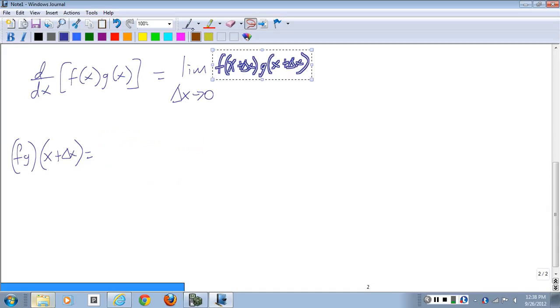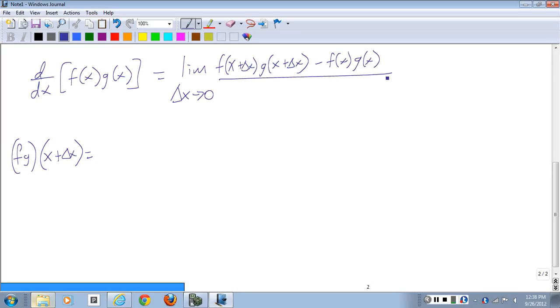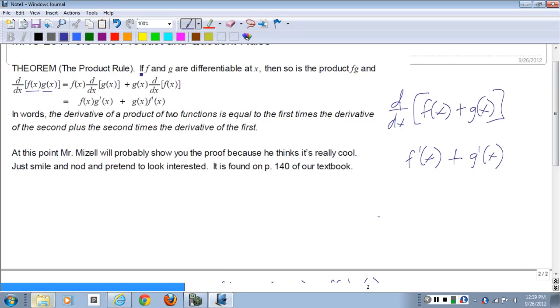So it's the limit as delta x approaches 0 of f of x plus delta x times g of x plus delta x minus f of x times g of x, over delta x. Somehow we have to go to what we know. We know something about what's given. What's given is that f and g are both differentiable at x. So somehow we want to write this in terms of the difference quotient, where one would find the derivative of f of x, and the difference quotient where one would find the derivative of g of x. It won't take long.